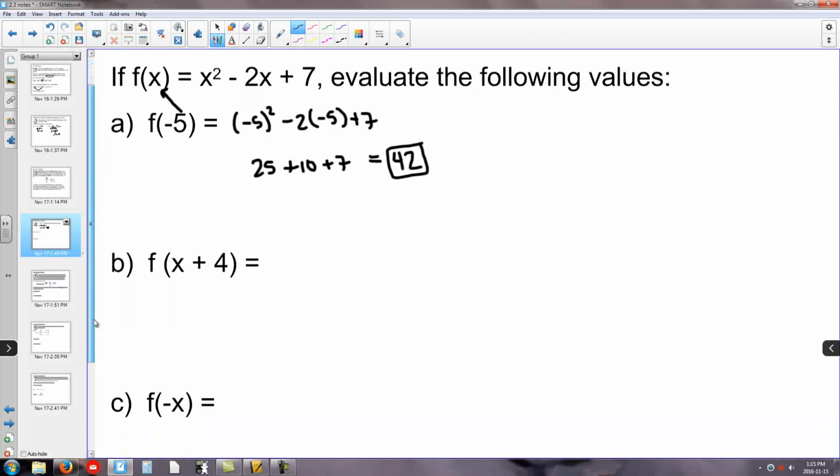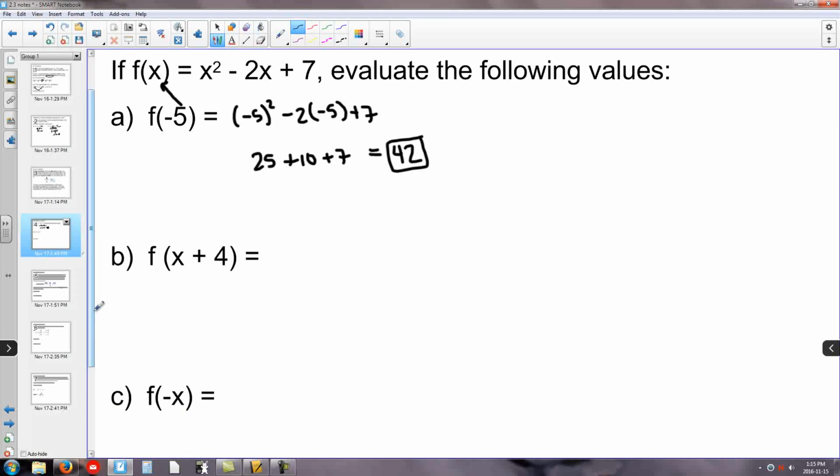Sometimes it gets a little weird because we don't want to just substitute numbers. Sometimes we want to substitute an expression inside of an equation. That's what we're doing right here. Everywhere there's an x, I'm going to put x plus 4, meaning I'd have x plus 4 squared minus 2 times x plus 4 plus 7. Can you see the same structure in the problem? It's something squared minus 2 times that thing plus 7.